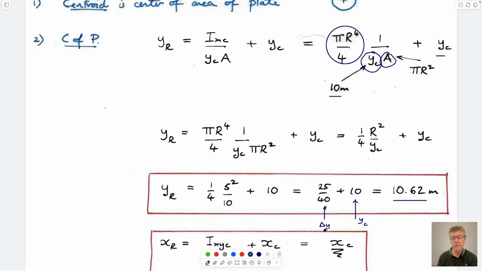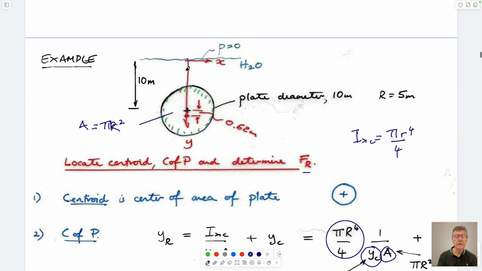So we end up with this. y_c we know because it's the depth of the centroid. And delta y we've just calculated, which is 0.62. So the total amount is, so this is delta y. Okay. Standard result.